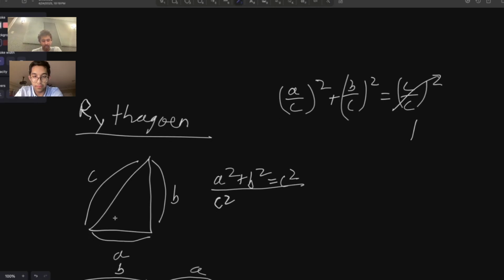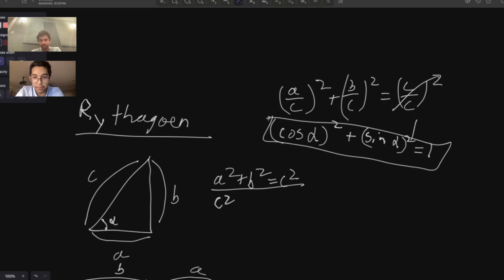Now, if I have this angle, let's just say alpha, and this angle beta, let's just keep it as alpha. What is A over C in terms of alpha? The A over C is the cosine. Yes, so we have cosine of alpha squared plus, what is B over C in terms of alpha? Sine. Sine of alpha squared is equal to 1, which is our first identity.